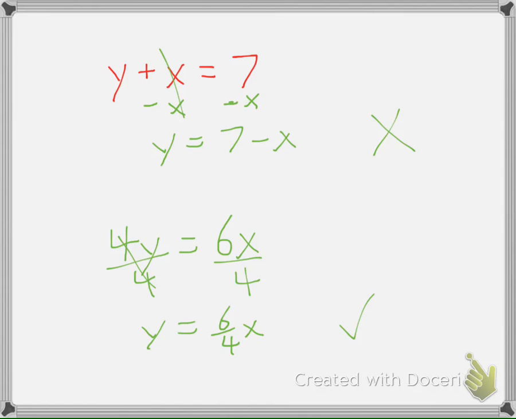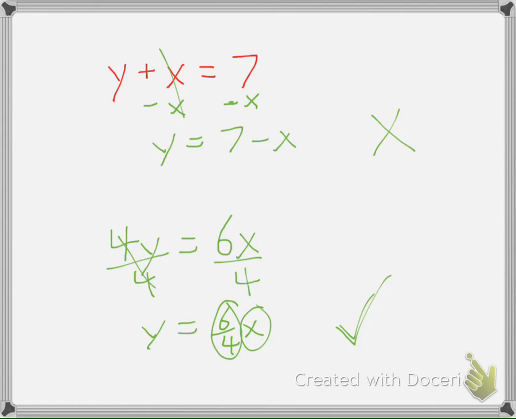And if what you have left is a number times x, then it's direct variation. If what you have left is a number minus x, or a number plus x, or x divided by a number, or a number divided by x, something like that, then you know that it is not direct variation.